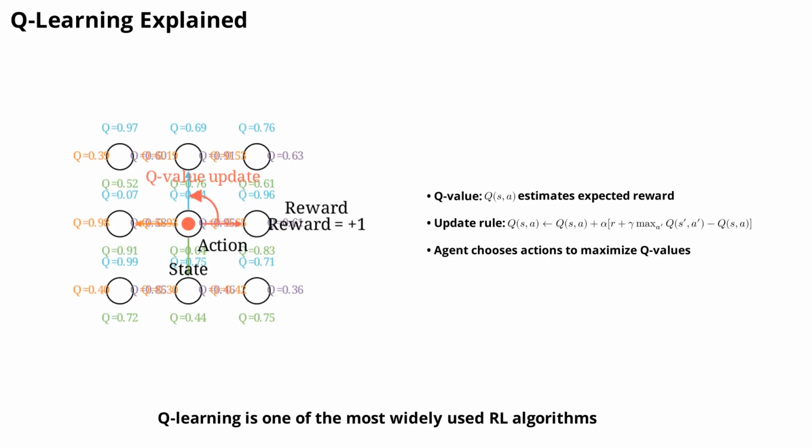Q-learning is one of the most widely used RL algorithms. It learns a value function called the Q function, which estimates the expected reward of taking a certain action in a given state. The agent updates its Q values based on the rewards it receives, gradually improving its policy. Q-learning is model-free and can handle environments with unknown dynamics, making it a versatile choice for many RL problems.